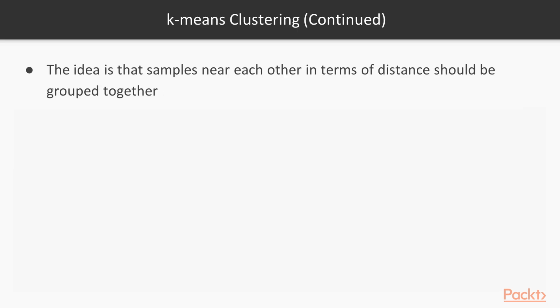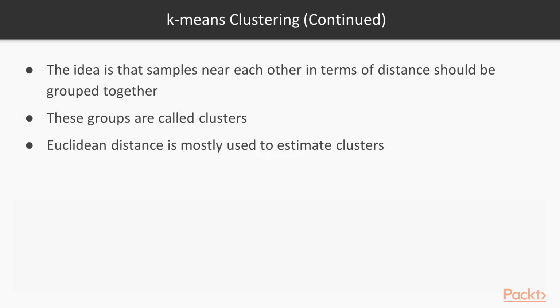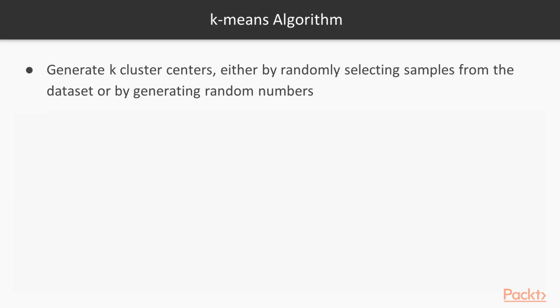The idea in k-means clustering is that samples near each other in terms of distance should be grouped together. It's a very simple idea, and it's basically the same idea in most clustering algorithms. These groups are called clusters. Euclidean distance is mostly used to estimate clusters. Let's look at the algorithm in a bit more detail.